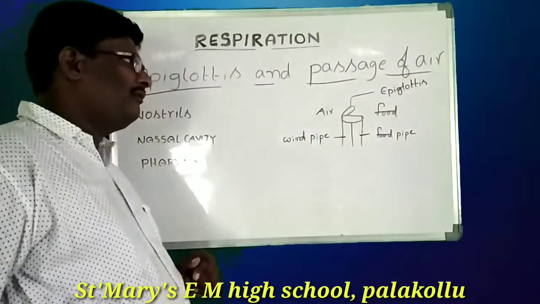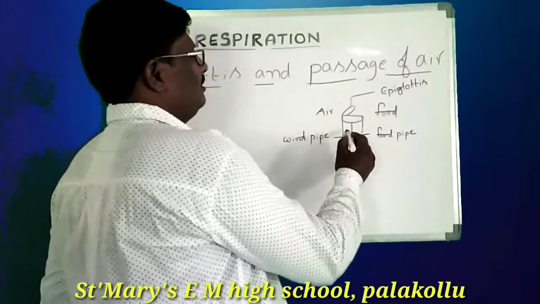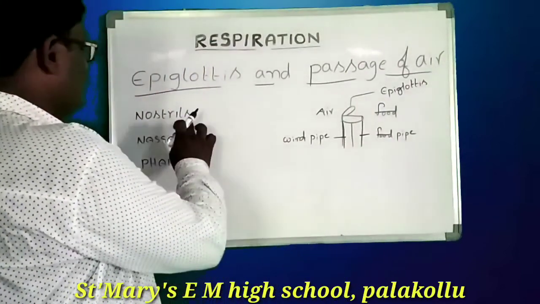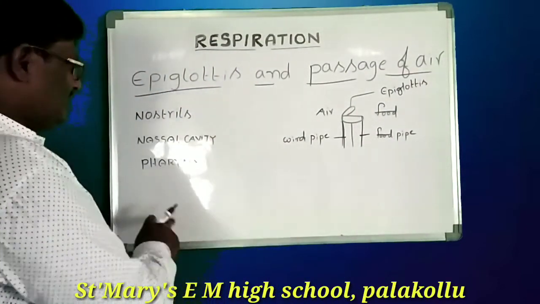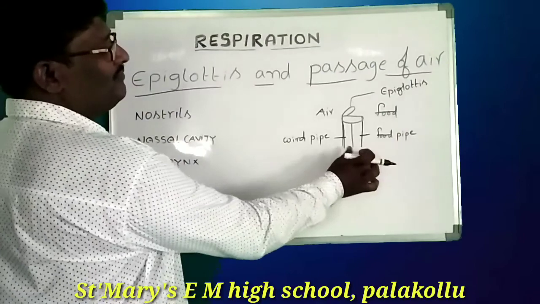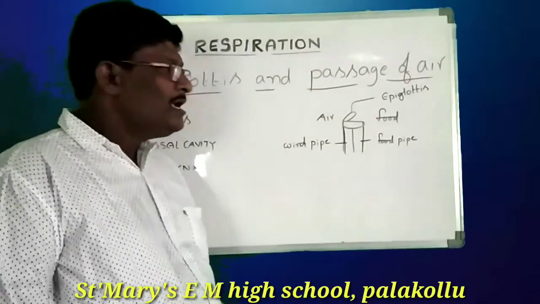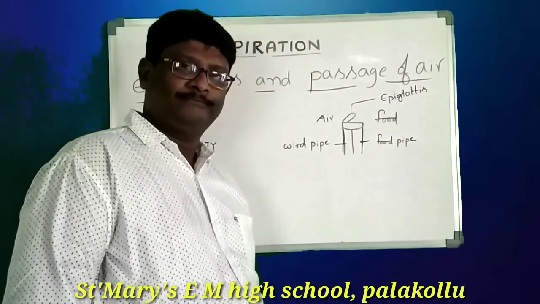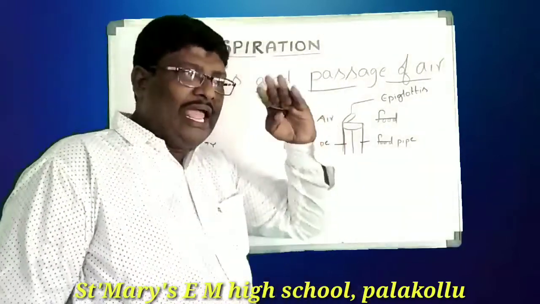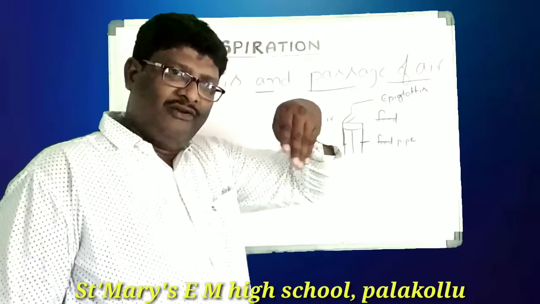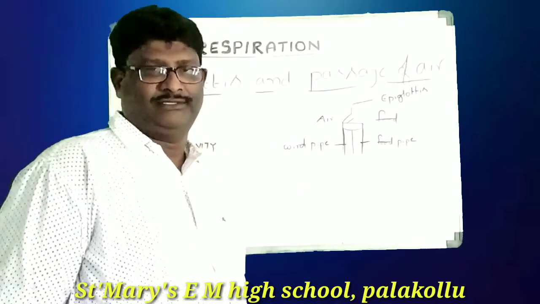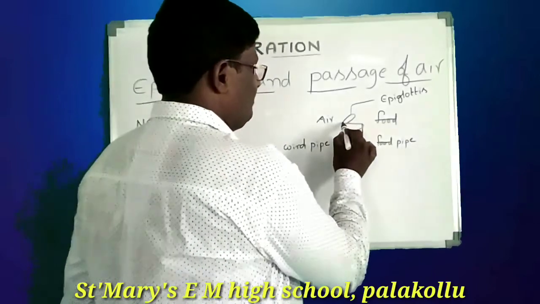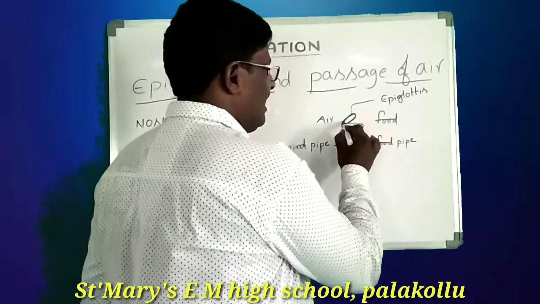If you see the pharynx, for example, this is the part pharynx. It means nostrils, nasal cavity, after that the pharynx. This is the part of pharynx. So, on the top of the pharynx, there is a flap-like structure. That is called epiglottis. This is the flap-like structure.